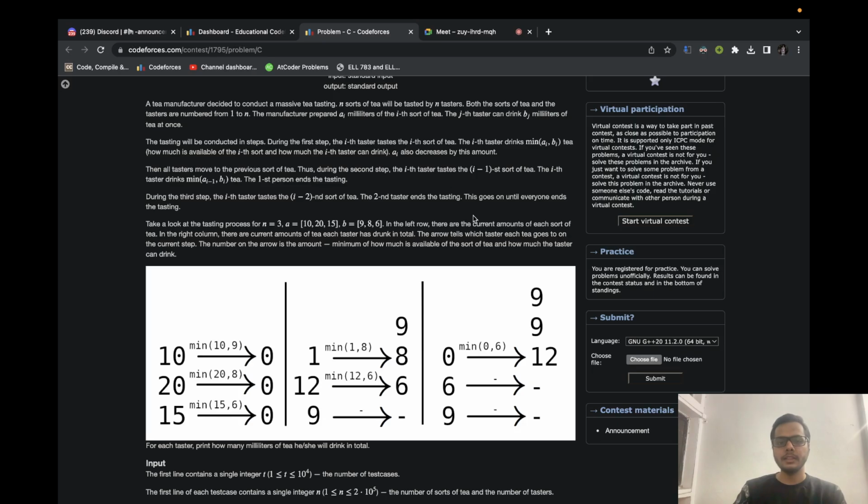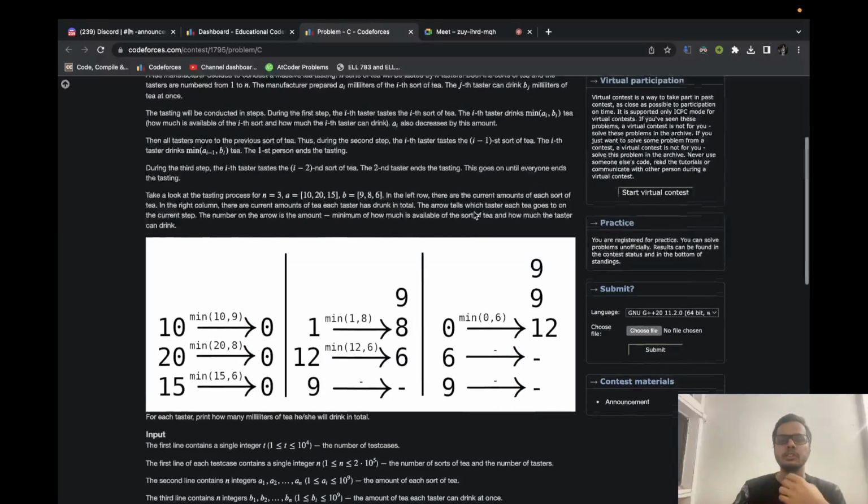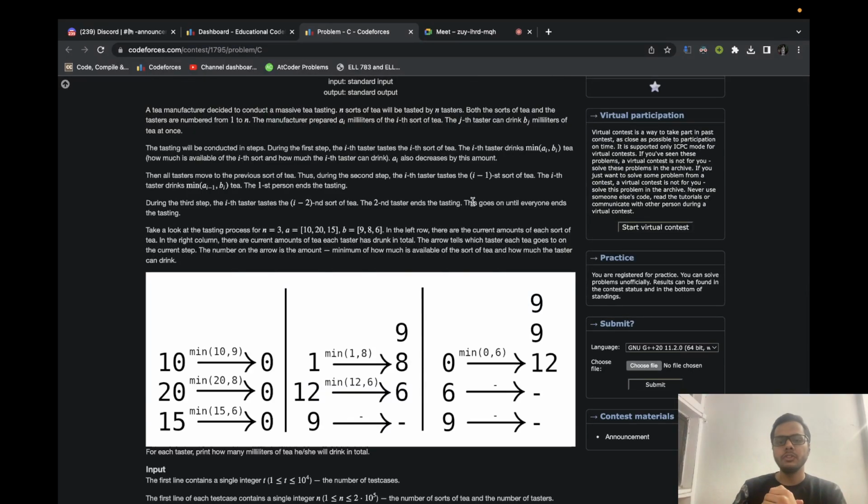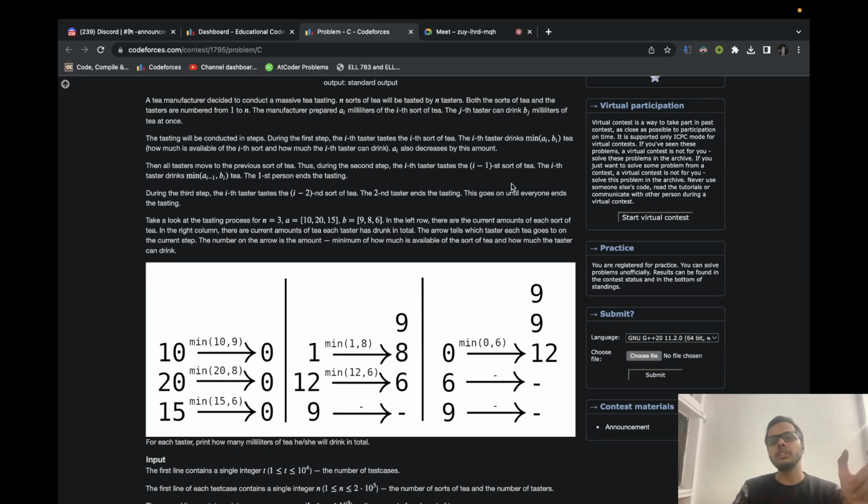So what happens is that there are a few iterations in which the people are going to taste the coffee or the tea, whatever it is. In the first iteration, the ith person will taste the ith coffee. In the second iteration, the first person finishes tasting, and the ith person will now taste the i minus 1th coffee. In the third iteration, the first two people will not taste anything, and the ith person will taste the i minus 2th coffee. Essentially, after the ith iteration, the ith person finishes his tasting, and the ith tea from the right becomes irrelevant. This is what happens after every iteration.